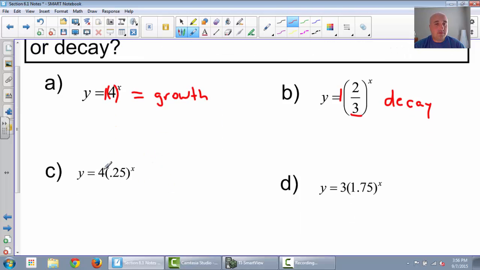Part C here, our a this time is 4, our b is 0.25. 0.25 is really 1/4, which would make this a decay. That's a fraction less than 1.